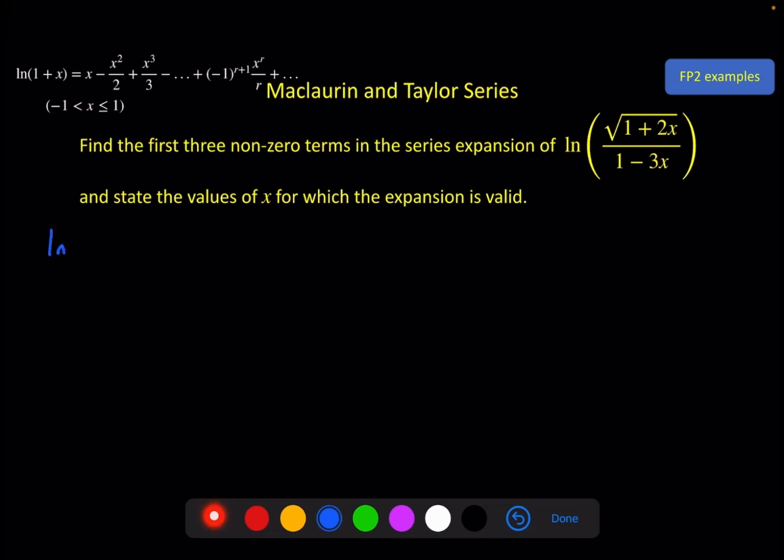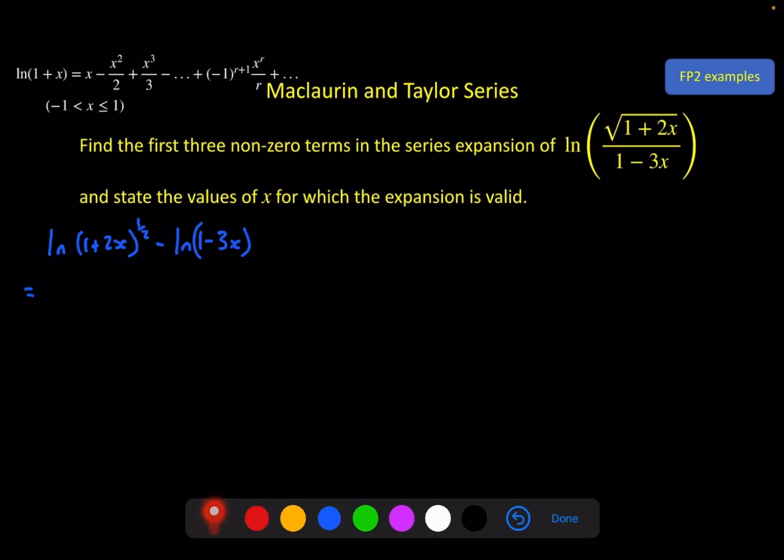So we know that the log of a fraction, this divided by this, can be written as the log of this minus the log of this. So I'm going to write the square root of 1 plus 2x, but I'll put it in index form because of what I'm going to do next, minus the natural log of 1 minus 3x.